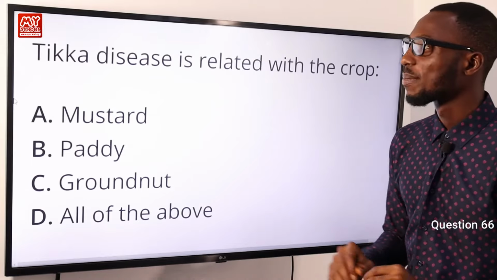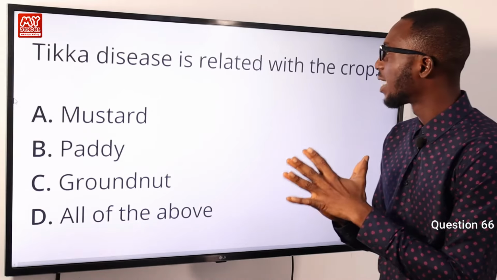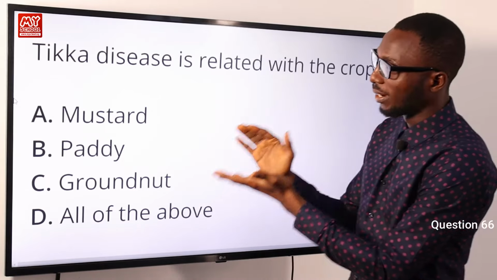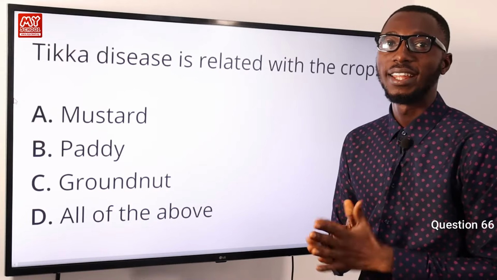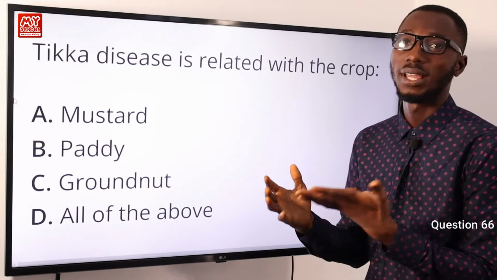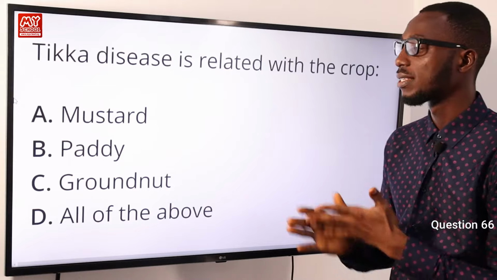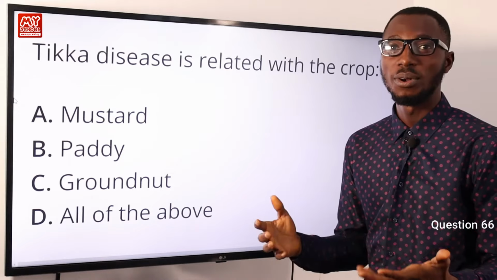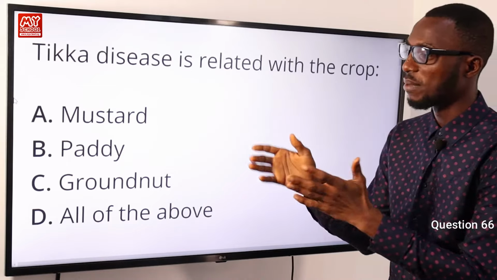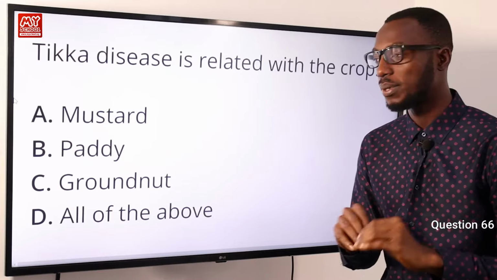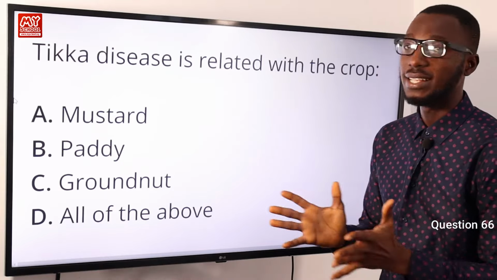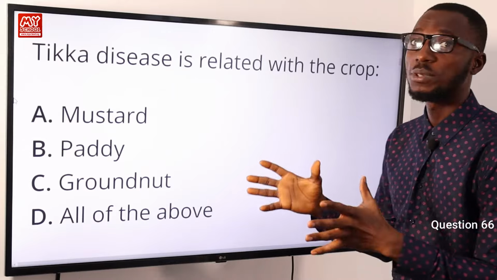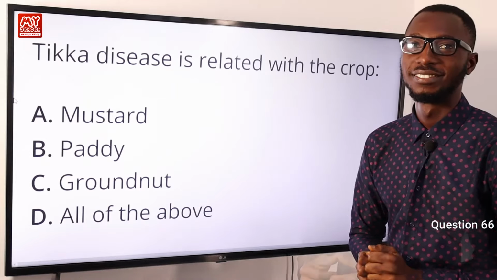Question 66. Tikka disease is related with the crop groundnut, and is caused by a fungus that you can refer to as Cercospora arachidicola. It affects groundnut. You start seeing early leaf spots and other signs and symptoms like that. So the correct option here is option C.